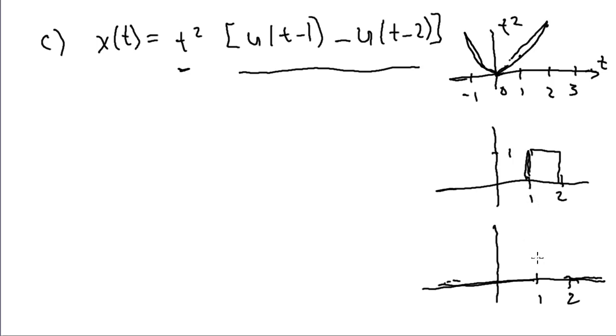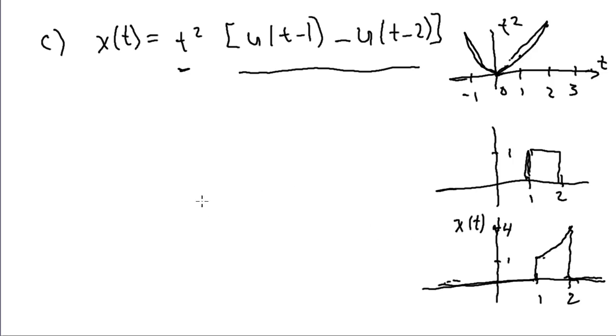At t equal to 1, this is going to be equal to 1. At t equal to 2, it's going to be equal to 4. So I just sketch in that little component. Again, this is 1 at t equal to 1, and this is 4 at t equal to 2. And so this is the result.